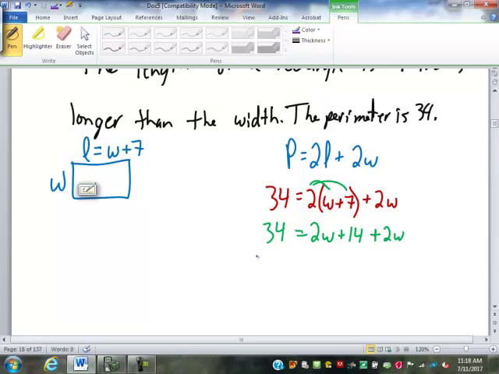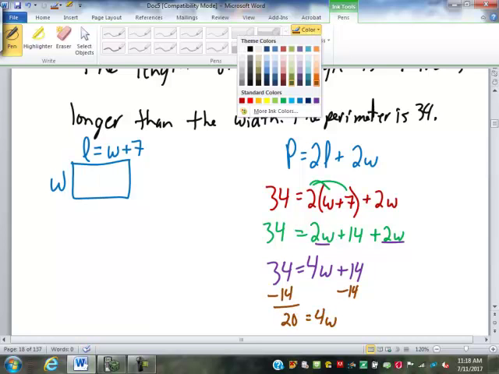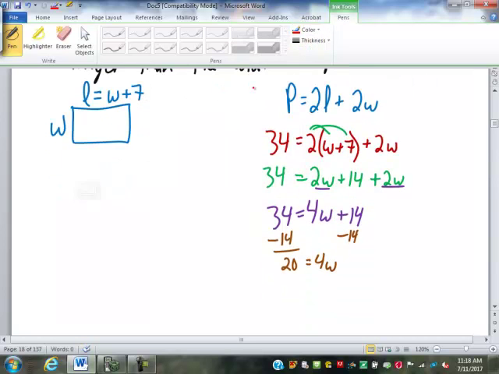And then 2W and 2W makes 4W. Subtract 14. 20 equals 4W. Divide by 4. 5 equals W. W equals 5. 5 plus 7 equals 12. So the width is 5, the length is 12.